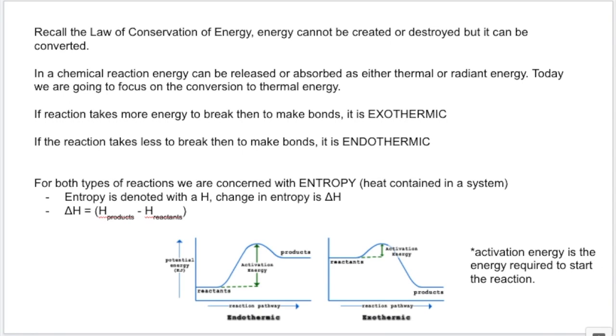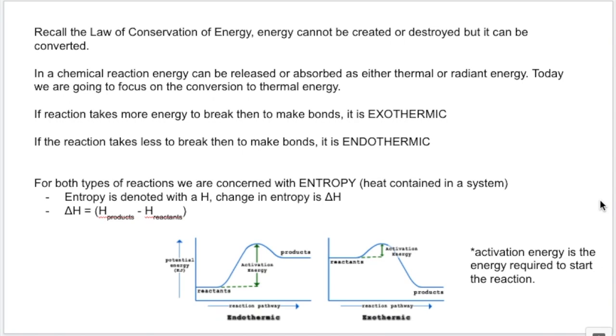If you go to the homework assignment, it's a simulation. If you click on the link and go to the simulation, it walks you through the breaking and building of bonds and the energy input and output between exothermic and endothermic. For both types of reactions, we're concerned with entropy. Entropy is just the heat contained in the system. Some people refer to entropy as the chaos inside of a system.